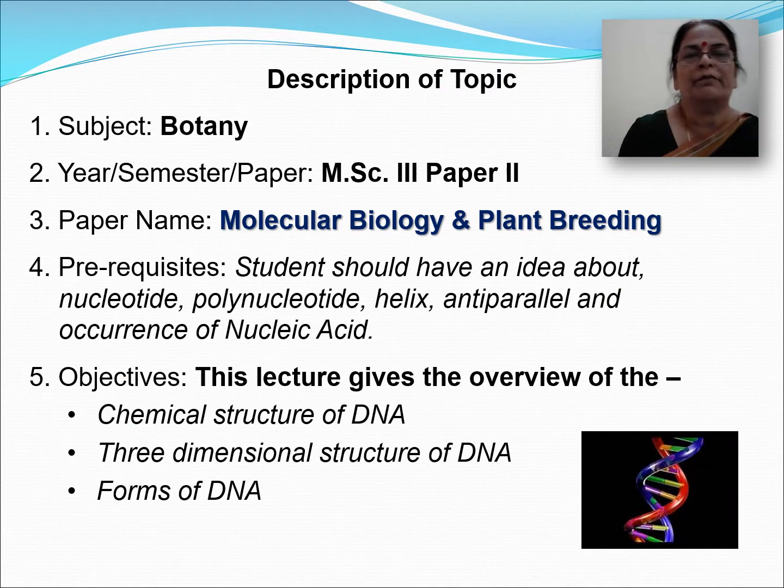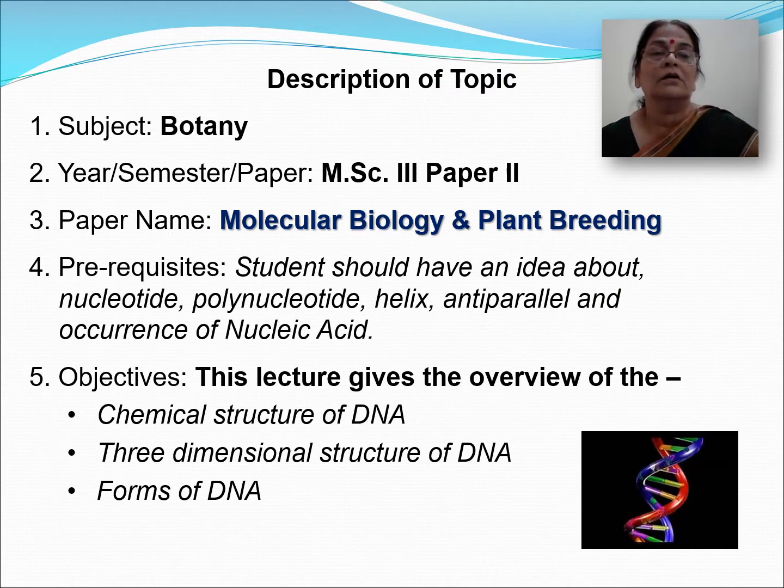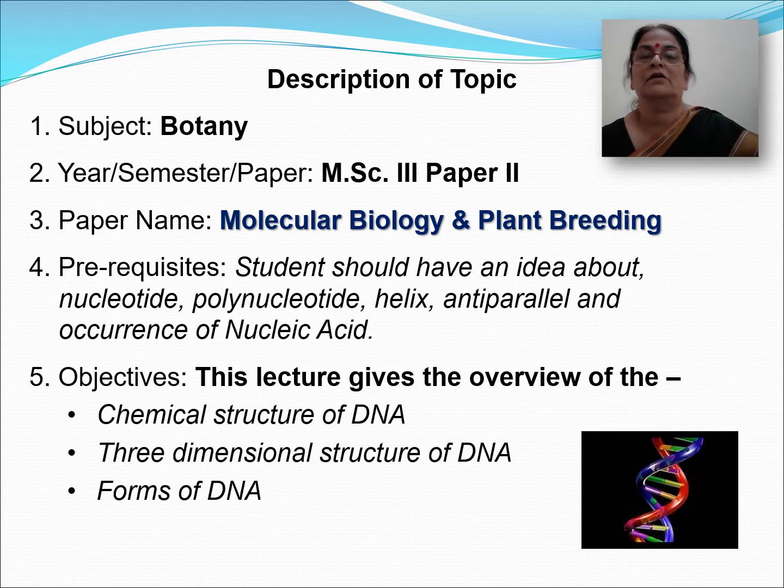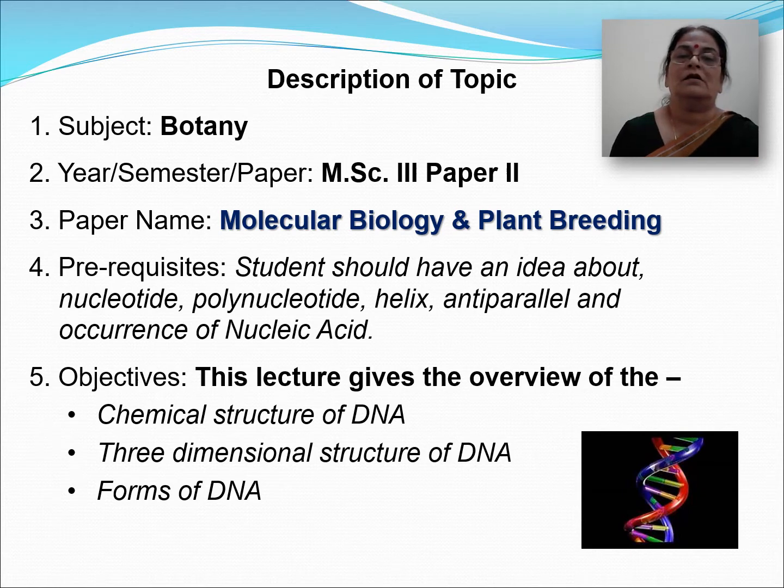So, description of the topic. We are all students of Botany. Now, your class is M.Sc final. Paper 2. The name of the paper is Molecular Biology and Plant Breeding. Molecular biology, as you know, is the science which deals with macromolecules and biomolecules like protein, carbohydrate, nucleic acids. And plant breeding is the purposeful manipulation of different plant species to produce more good characters.